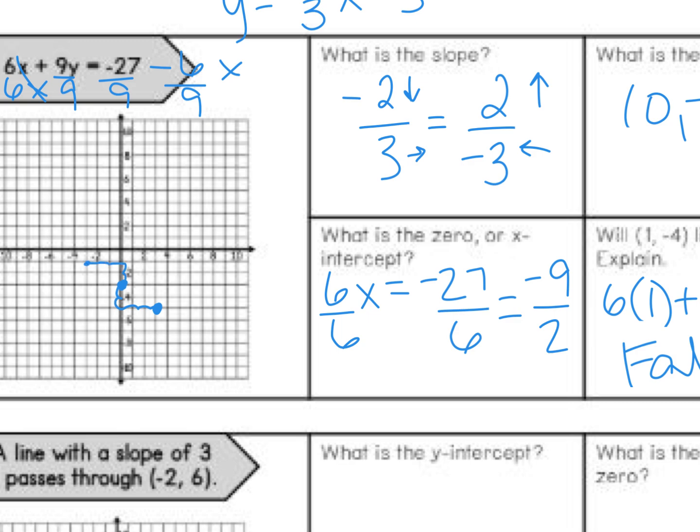3, 1, 2, 1, 2, 3, right? And it is an ugly little decimal, so we can guesstimate it. But we can see that it is about -4.5.